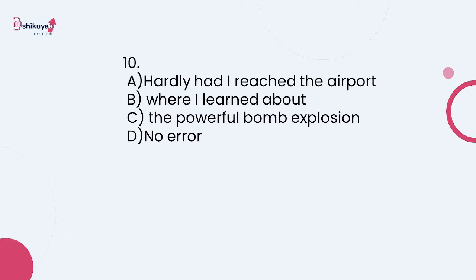Part B, where I learned about. Okay, so in the first sentence the speaker is speaking about an incident. When did he reach the airport? That should be, you can say, our reference point, and accordingly this use of where is not correct. Instead of this we should use here when. Okay, and part B should be like when I learnt about, and part C the powerful bomb explosion.